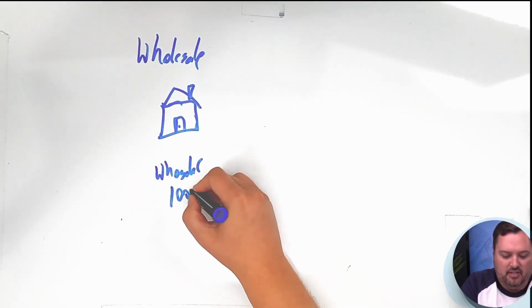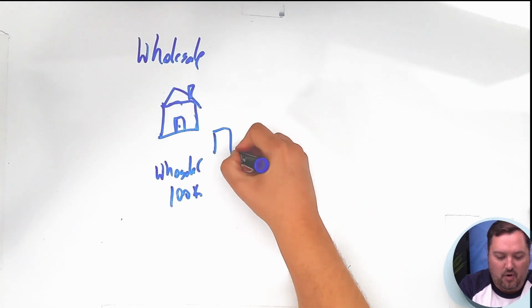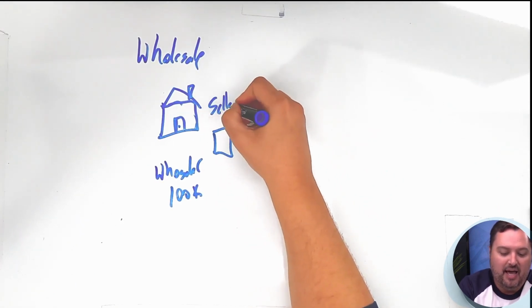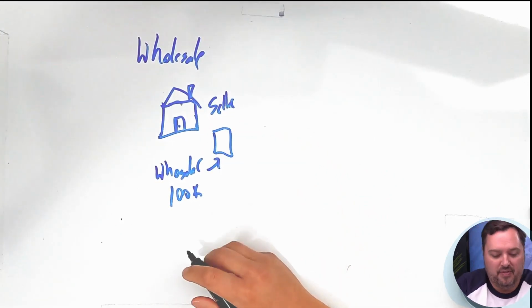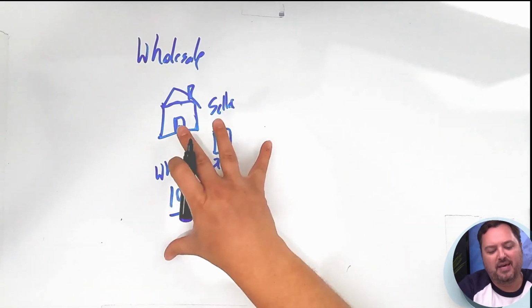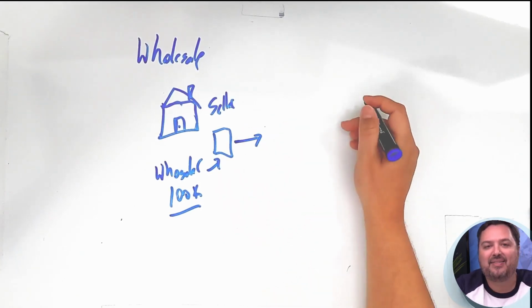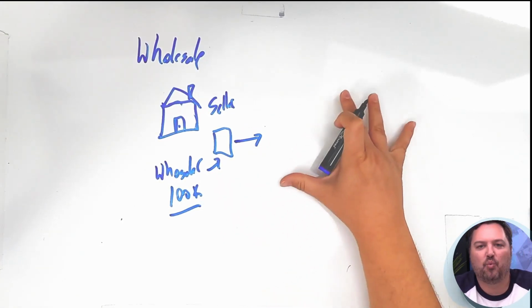Let's just use easy numbers, say $100,000. They have a contract where the seller has signed. They have signed as the buyer, and they are buying that property for $100,000. Rather than closing on this transaction, what they want to do is take this piece of paper and sell this piece of paper to someone else.